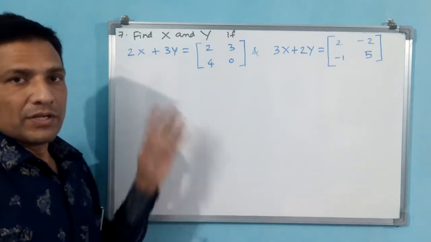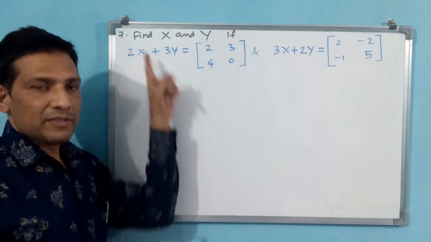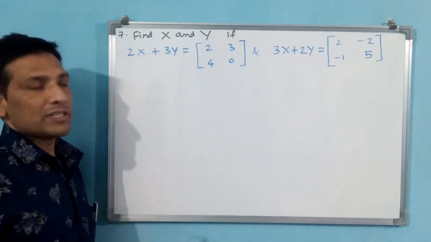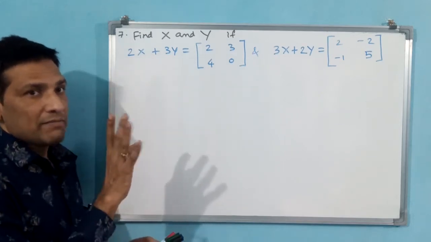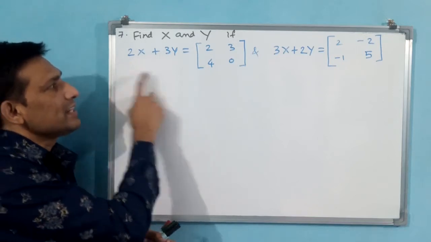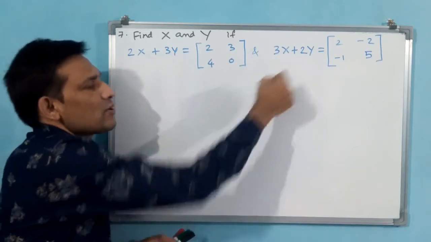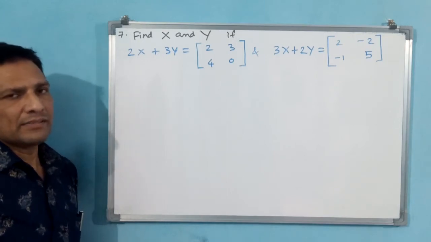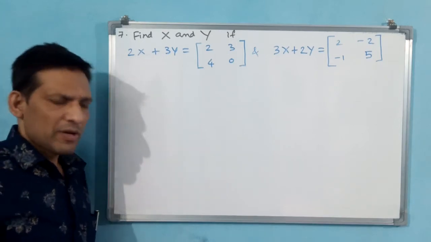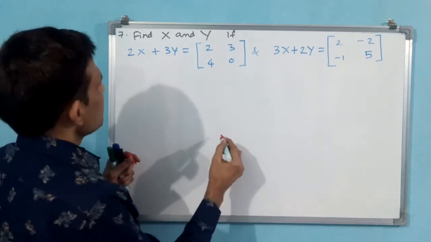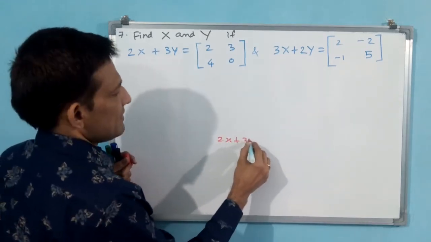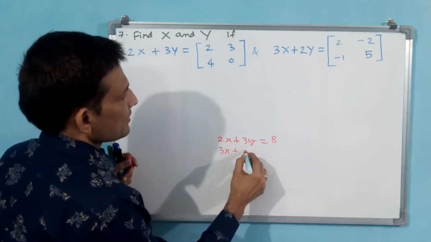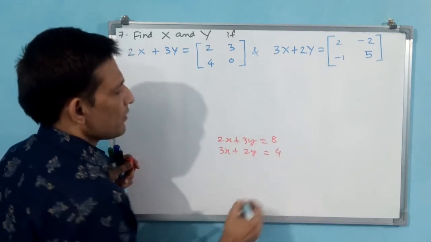Okay. See, this is the second part of the 7th question. Now, unlike earlier questions, they have not given simply x and y. You must have seen here 2x is there, 3x is there, 3y is there, 2y is there. Then how to find x or y now? Like normal algebra only. See, in normal algebra what do we do? 2x plus 3y is equal to something like 8. 3x plus 2y is equal to something like 4.